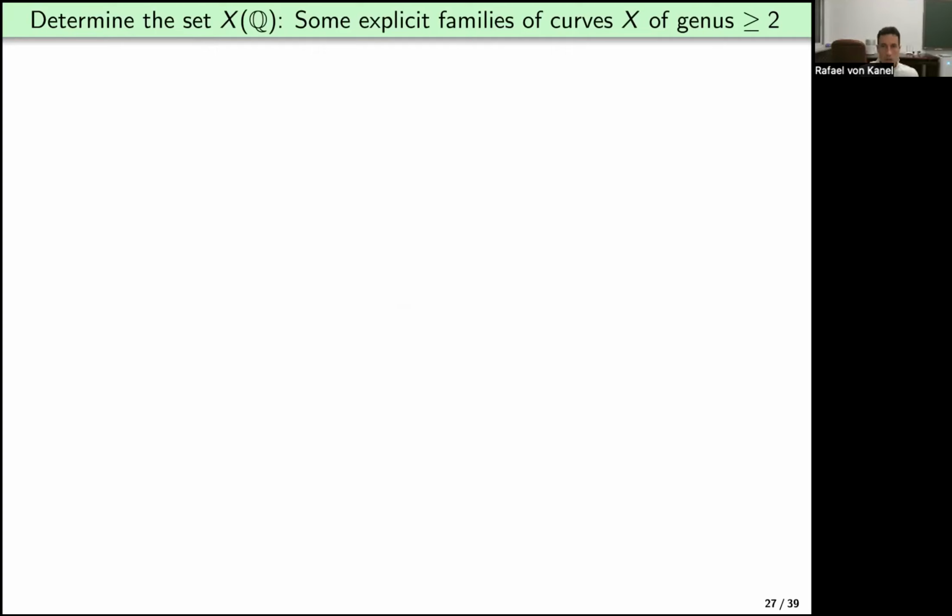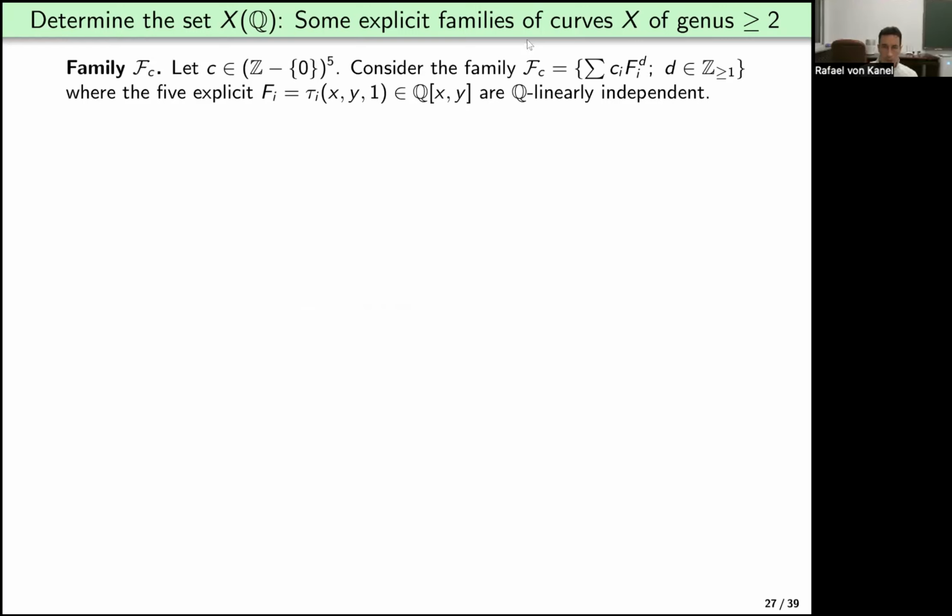So next I would like to discuss the question: can we actually also determine this set X of Q, at least for some very special explicit families of curves. So I introduced the following family F of C. For this, I let C be some coefficient vector with 5 entries. And I consider the family F of C, which will be all polynomials which are linear combinations of this F_i, where these F_i are the polynomials tau_i, which I defined earlier, but we evaluate the Z coordinate in 1.